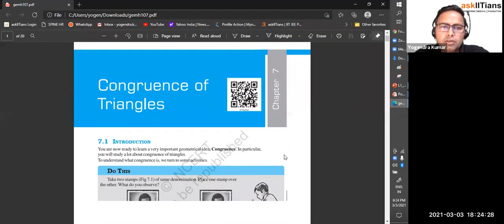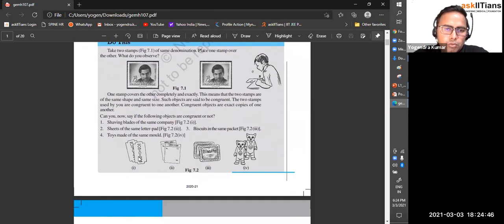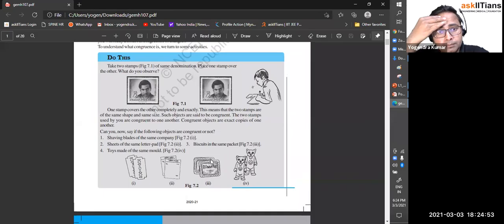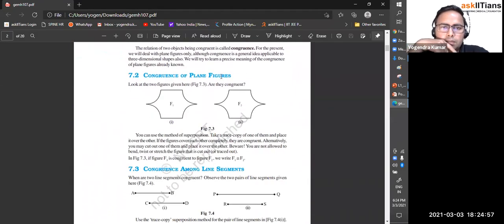Let's see what we have in your NCERT textbook. See, these two pictures are exactly the same size and same shape. These are stamps, so we can see they're congruent. They're exact figures, right? Now here two blades are there, two letters are there, of exact size. So this is congruency of plane figures.